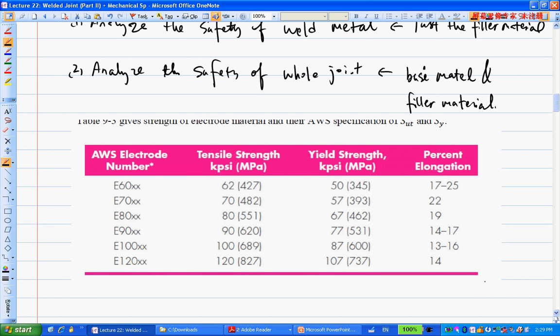So when you pick an electrode, those are basically designations by AWS, American Welding Society. It starts with an E60 or 70 and then is followed by two other digits. The first two digits are roughly an indication of the tensile strength. This column tells you the yield strength. So it basically tells you the SUT, and this gives you the SY here. Okay, so this is table 9-5.